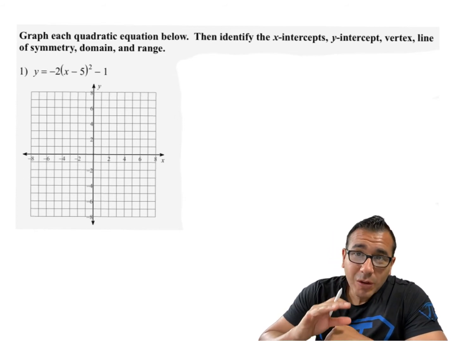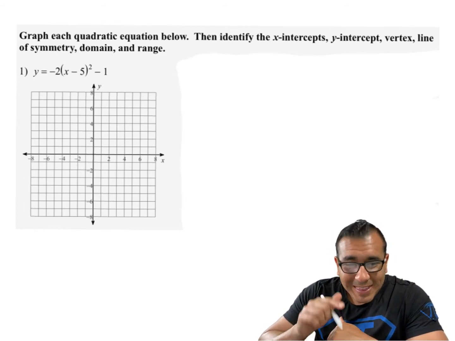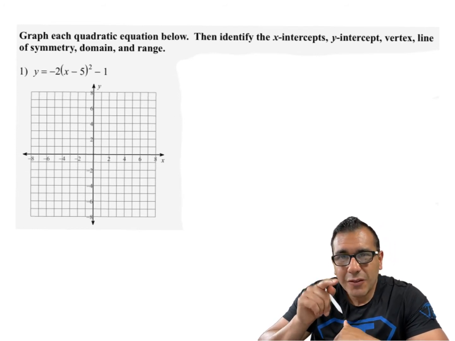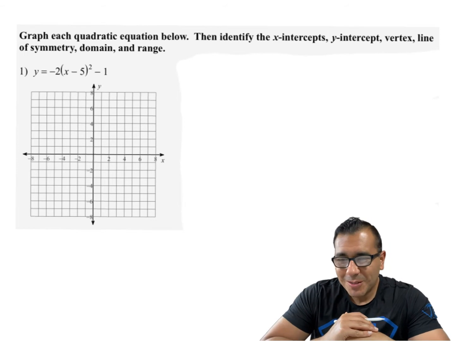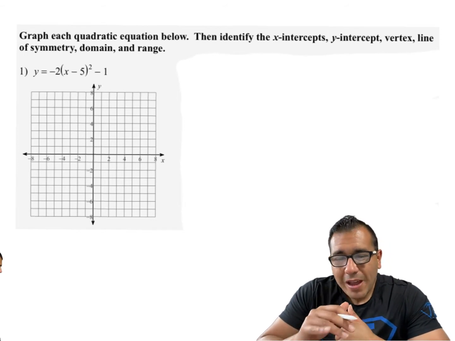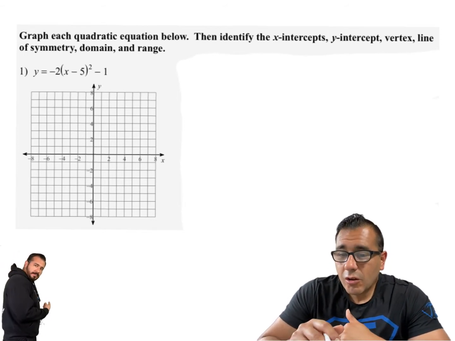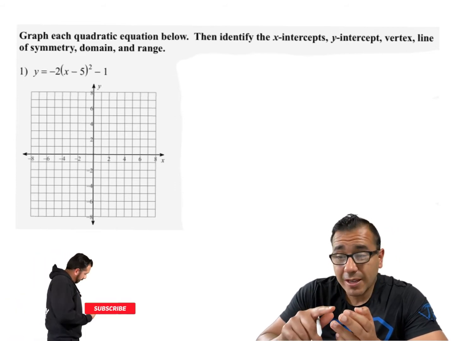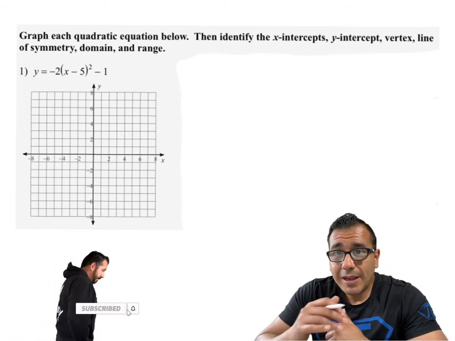So, I was helping one of my clients out, and they had this question. I was like, you know what? If they have this question, I bet some of you have the same question. All right. So, graph each quadratic equation below, then identify the x-intercepts, y-intercepts, vertex, line of symmetry, domain, and range.